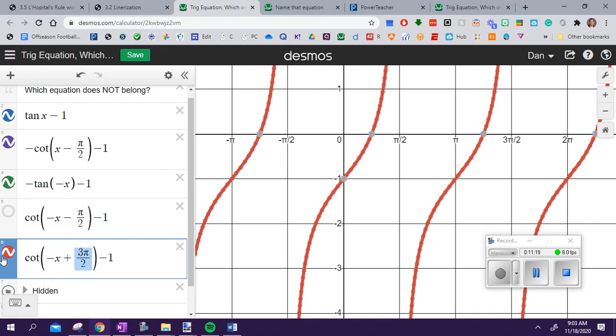Plus 3 pi over 2. That's going to move me to the right because it's minus and a plus. So I'm going to have an asymptote there, and then the negative's going to flip me. Yeah, they all worked. I'm a jerk. Deal with it. We good with that game? You don't like that game?